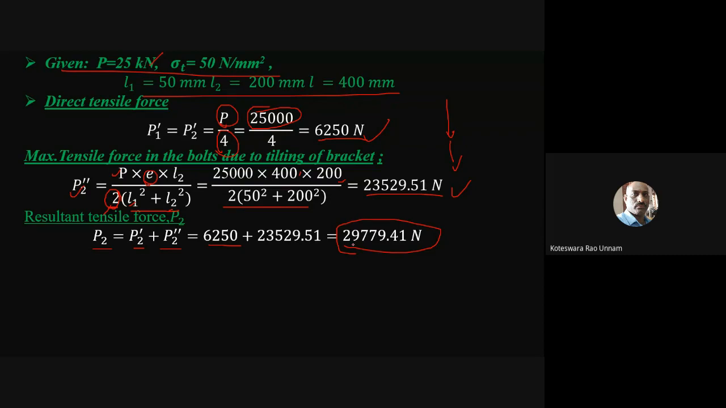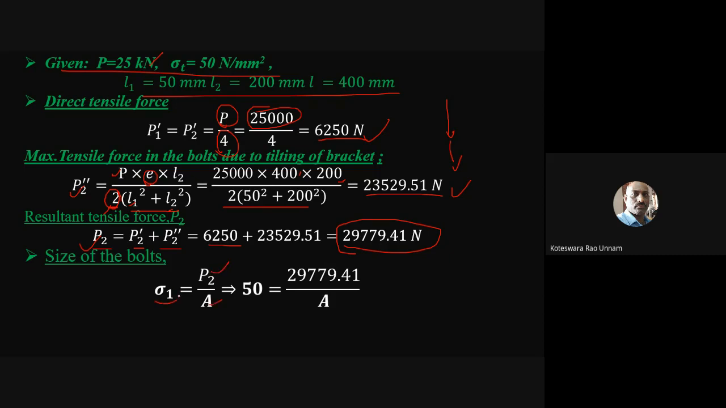So this is the maximum tensile force which is going to act on the bolts: 29,779.41 newtons. Once you know the tensile force, I can calculate the tensile stress in the bolt. Therefore, the tensile stress is nothing but P2 by A.